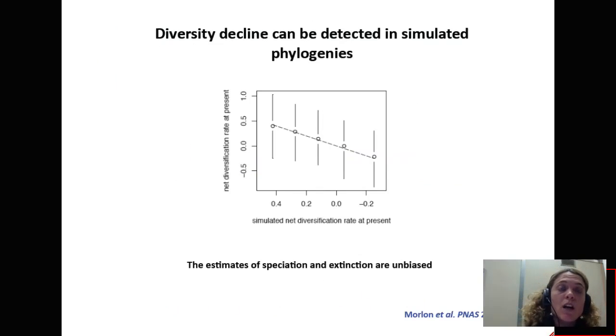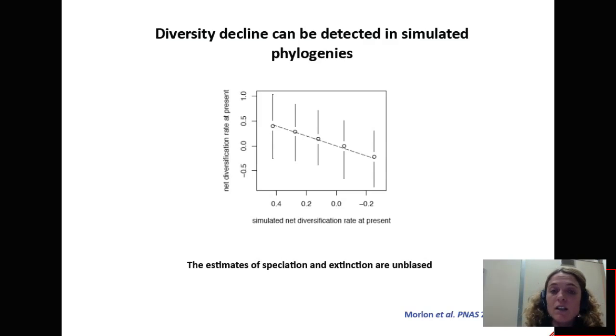What we first did was to test whether it is at all possible to infer declines in diversity if they happen. So we simulated scenarios where the extinction rate is held constant and the speciation rate increases through time, such that at the beginning of the history of a clade, we have an increase in diversity, and then the extinction rate becomes larger than the speciation rate and diversity declines. And we tested whether it was possible to estimate the net diversification rate at present under this scenario, and in particular whether it was possible to find a negative net diversification rate at present when it's actually negative.